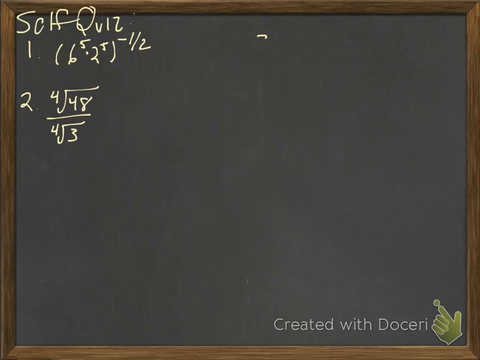Number 3, I would like you to try to simplify the 4th root of 2/9. And number 4, you're going to try to simplify the following. Let's do the 5th root of 64. And then we'll call it a day and we'll talk about it more tomorrow.